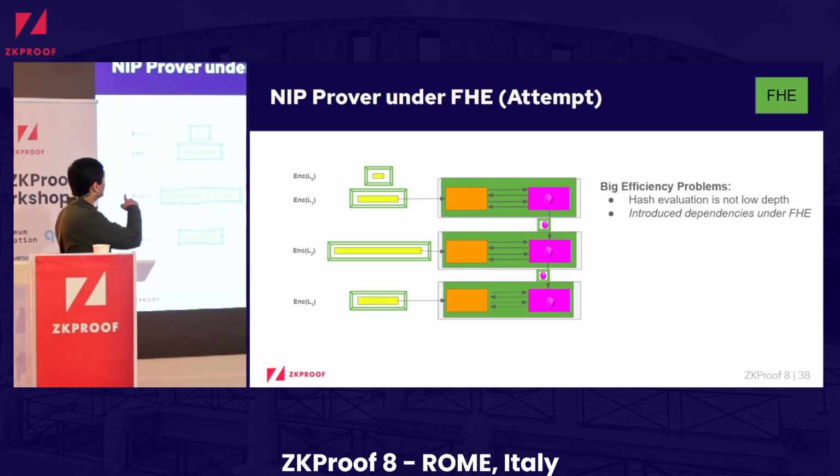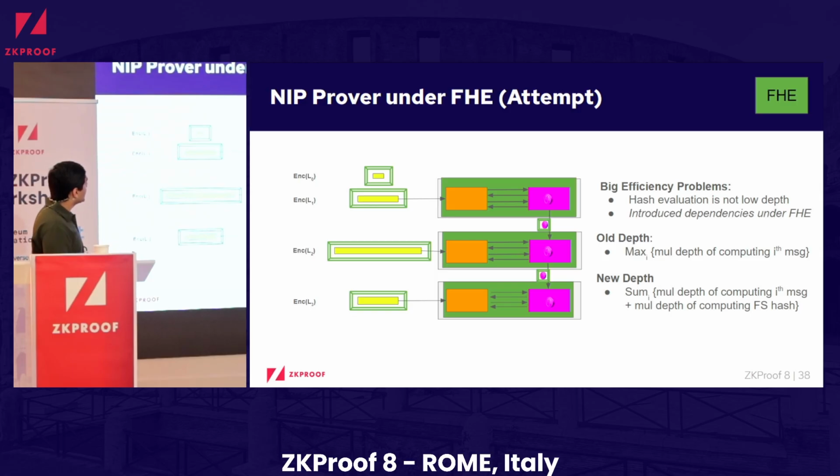But now we've introduced this big dependency chain, and the old multiplicative depth was the max depth of computing any of the prover's messages. Now the new multiplicative depth of our FHE SNARG is the sum of computing all those messages plus the sum of computing all of those hash function evaluations under FHE. So that's a big problem. This non-interactive proof under FHE is not going to be very efficient.